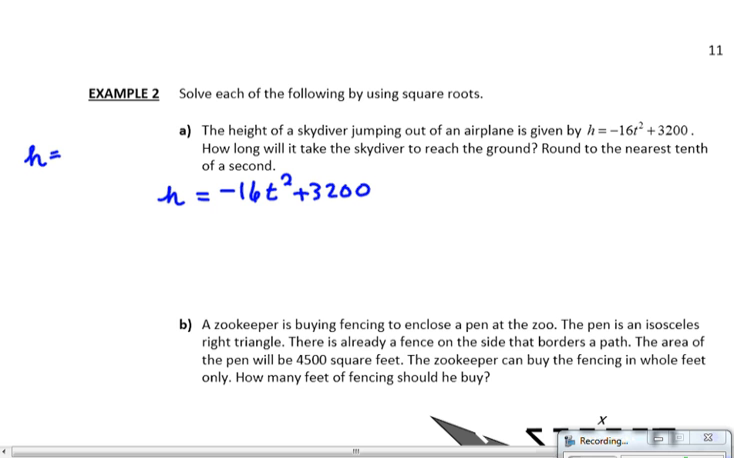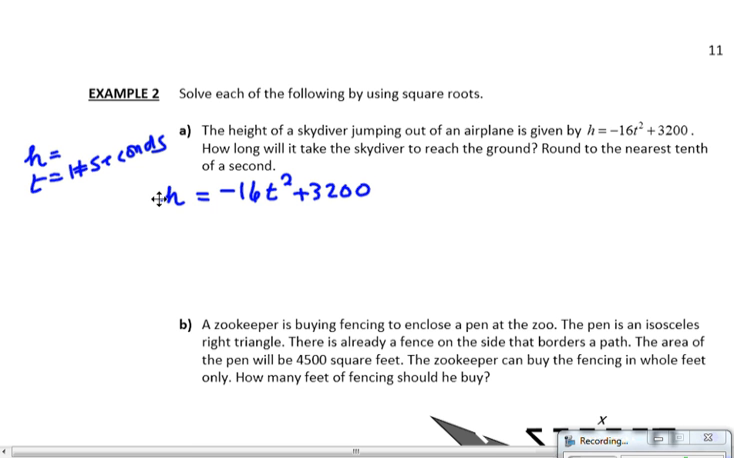In this case, it doesn't really tell you what that is, so whether it's feet or yards. T is going to be equal to the number of seconds. So our formula then we have written there. How long will it take the skydiver to reach the ground?